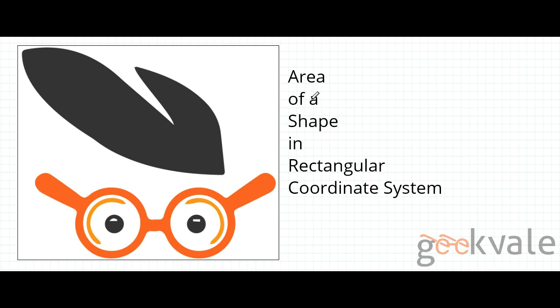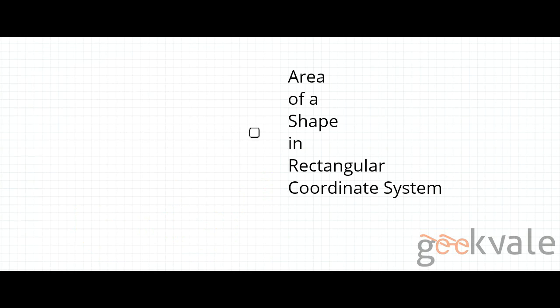We're going to talk about the area of a shape in a rectangular coordinate system. The prior information that you need for this lecture is the distance formula and the rectangular coordinate system. Also you can check out that lecture on the perimeter of a shape in a rectangular coordinate system. With that being done, we're going to continue.